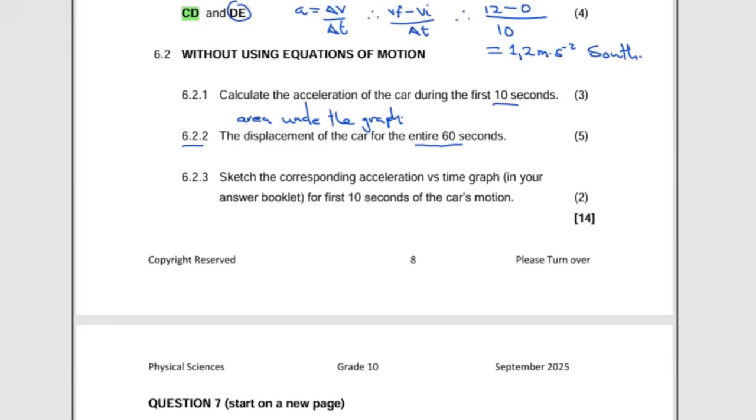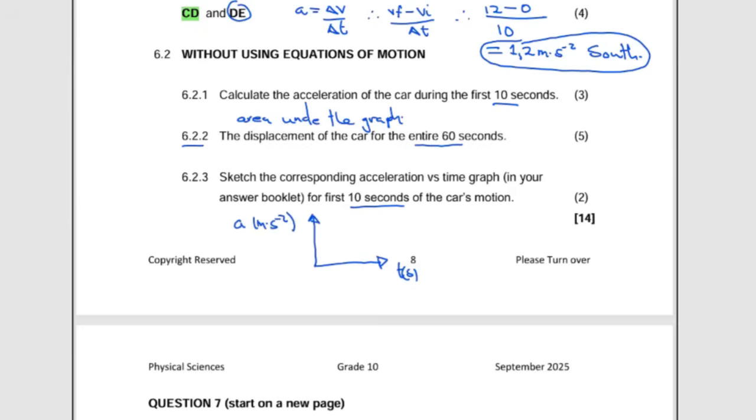So 6.3 reads there: sketch the corresponding acceleration versus time graph in your answer book for the first 10 seconds, right? So for the first 10 seconds there, we actually calculated a value of 1,2 meters per square second, right? So it means now, according to this, this is the graph there. I'm going to have my time in seconds. Therefore, I'm also going to have my acceleration in meters per square second, like that.